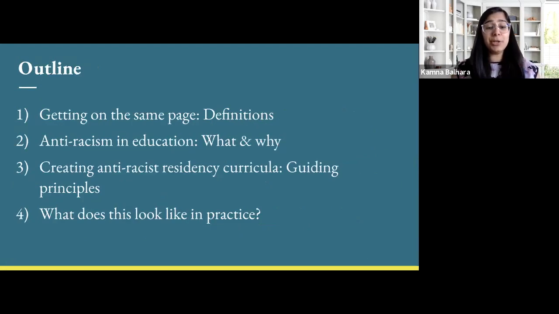So this is a huge topic. Of course, we cannot cover everything in 50 minutes. And we do recognize that education in residency itself is just one step or component as part of a larger movement in healthcare, and only one change that needs to be made amidst a sea of changes that need to happen. But today we're going to focus, first of all, on getting on the same page in terms of definition, getting into the what and why of anti-racism in medical education, guiding principles for creating an anti-racist residency curricula, and then some real-world examples of what this looks like in practice, concluding with an interactive activity for us to engage in.